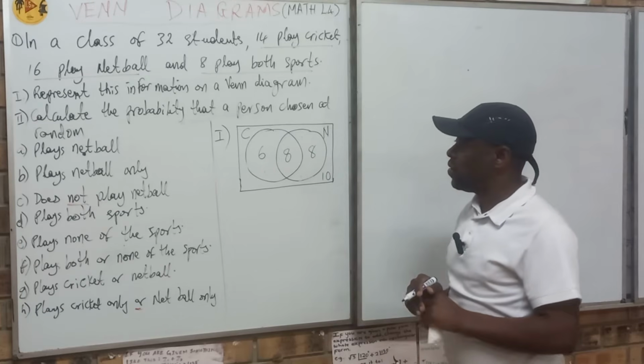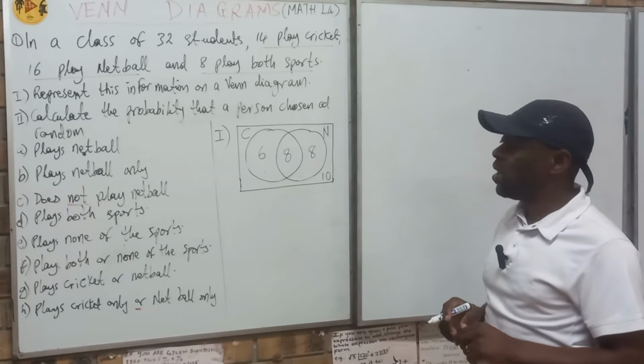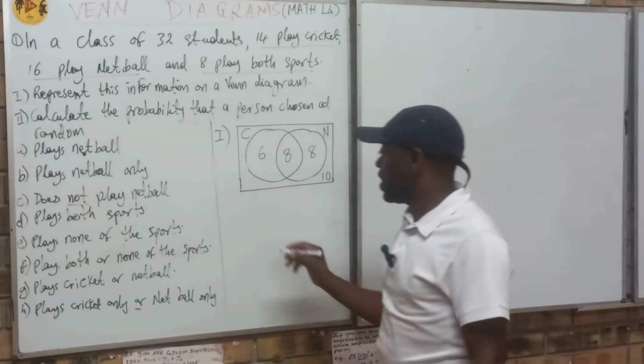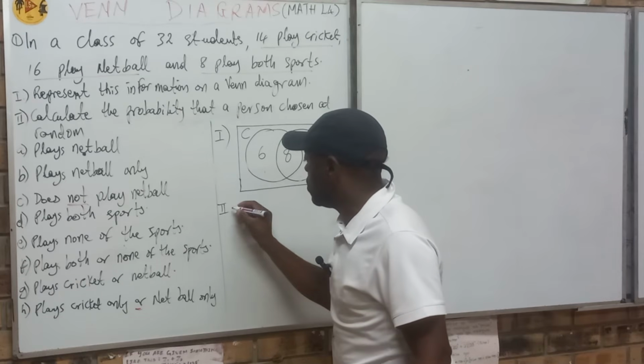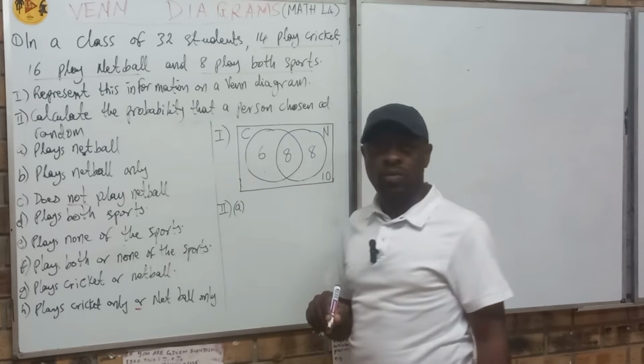This is when, guys, we can now declare that our Venn diagram is complete. Now that our Venn diagram is complete, we can use it to do our calculation of probabilities.